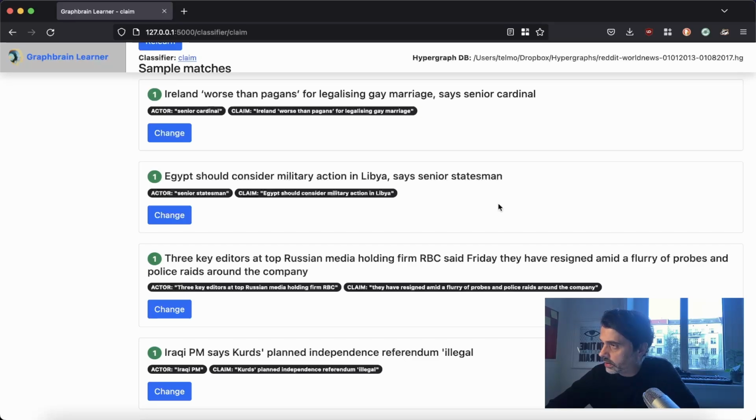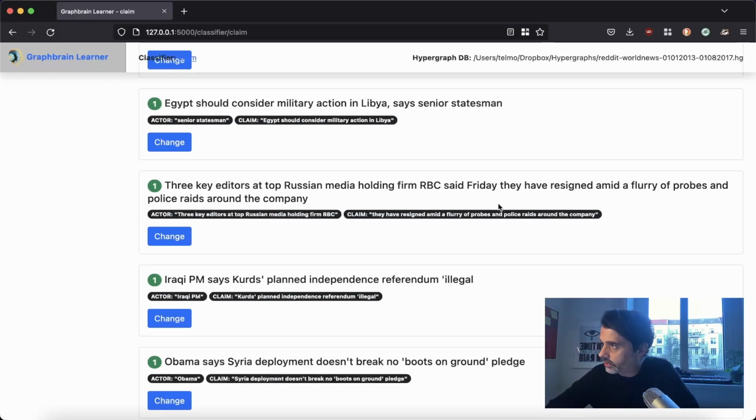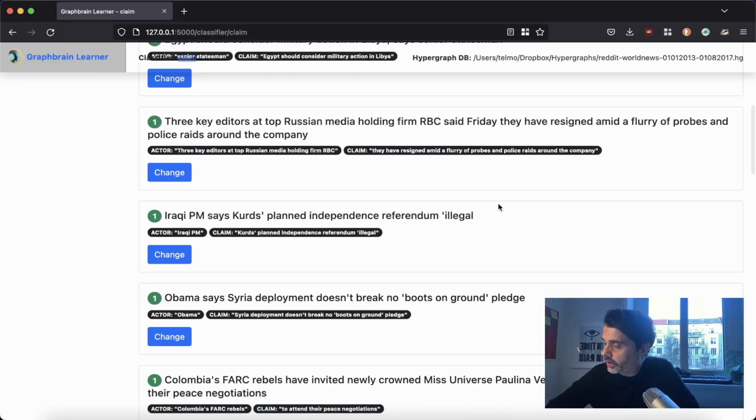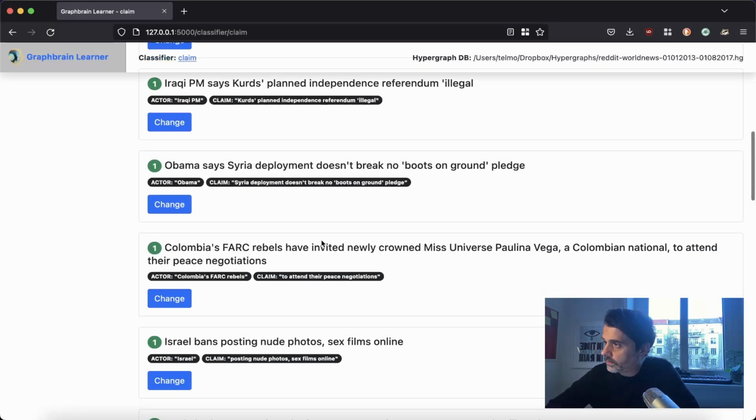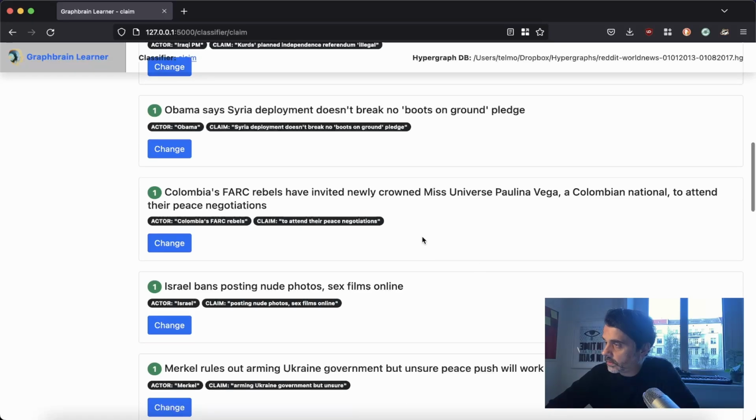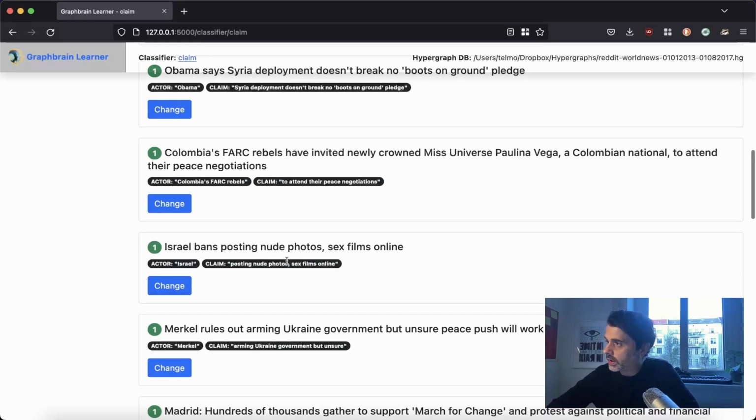Again, this is another claim that is correct. Same thing. This hypergraph is very heavy on claims, so it's natural that there are many matches, but we have here this title: Israel bans posting news photos, sex films online. Okay, so this is not really a claim.